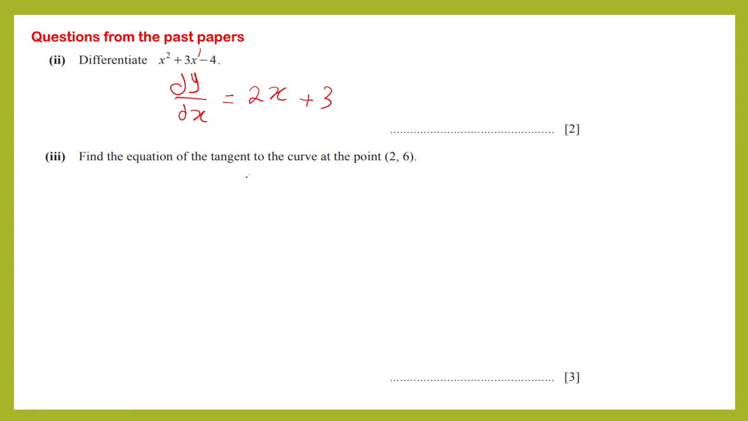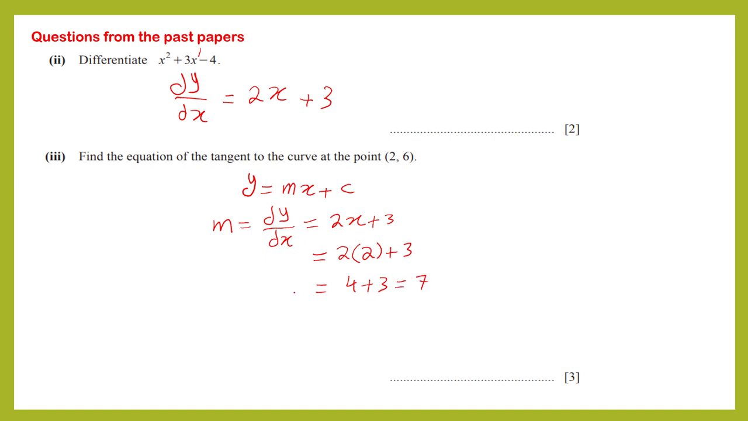To find the equation of the tangent, you must know the gradient first and then the y-intercept. The gradient is the first derivative, and then you replace x by the given value, which is 2. So what was the derivative? The derivative is 2x plus 3. Then you replace x by 2. It will be 2 multiplied by 2, then you add 3. So 2 by 2 is 4 plus 3, which is 7. So the gradient is 7.